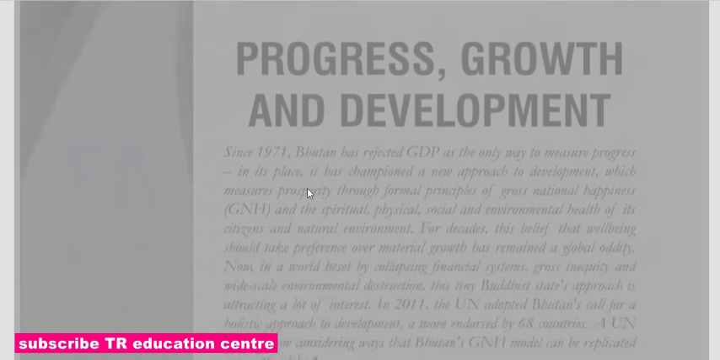Process, progress, growth and development. Since 1971, Bhutan has rejected GDP as the only way to measure progress. In its place, it has championed a new approach to development, which measures prosperity through the formal principle of gross national happiness (GNH) and the spiritual, physical, social and environmental health of its citizens and natural environment.